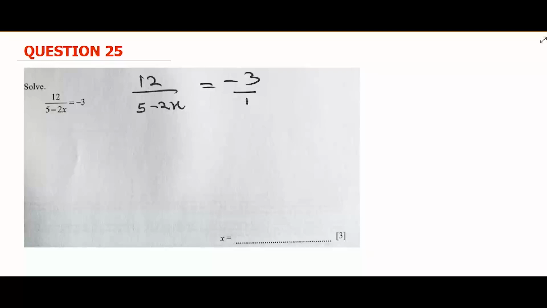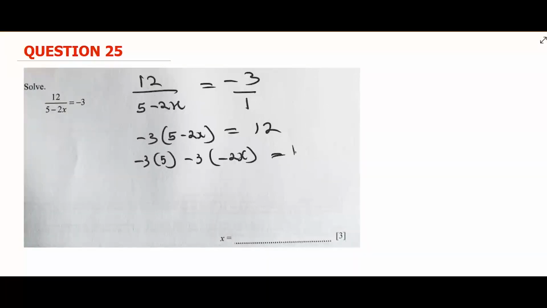This one is like over 1. So that means you can have -3 multiplied by the whole of these, 5 minus 2x, is equal to 12 times 1, which is 12. So we need to open the bracket. So it should be -3 into 5, then -3 into -2x, equals 12.